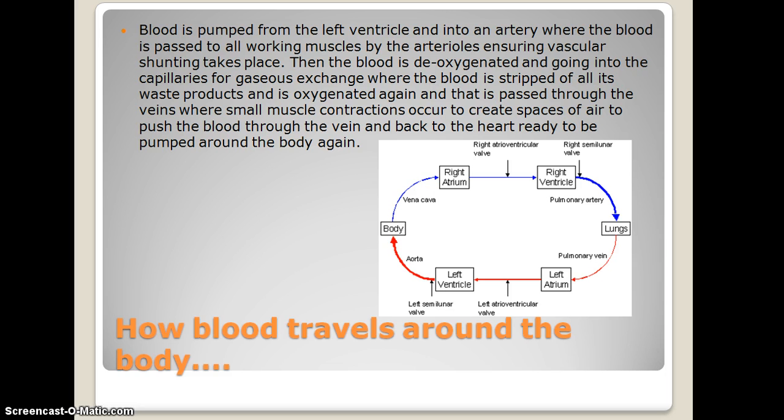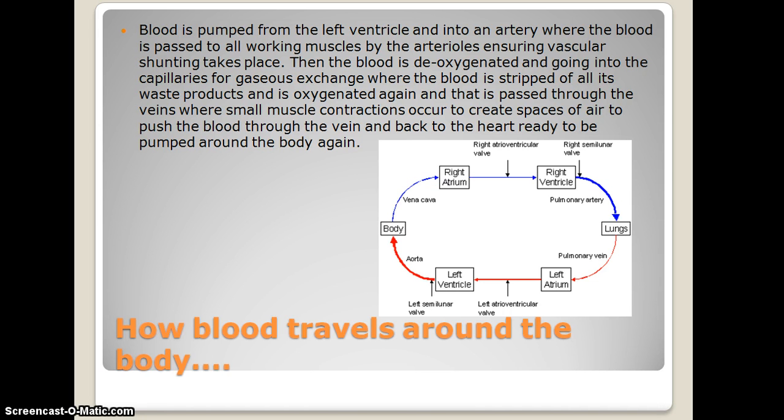The blood is then deoxygenated and goes into the capillaries for gas exchange, where the blood is stripped of all its waste products and bad substances and is oxygenated again. That is passed through the veins, where small muscle contractions occur to create spaces of air to push the blood through the vein and back to the heart, ready to be pumped around the body again.